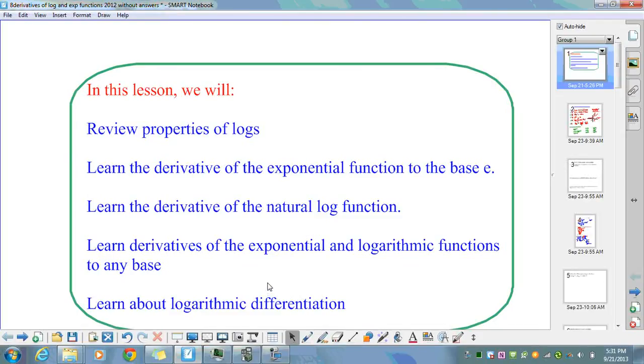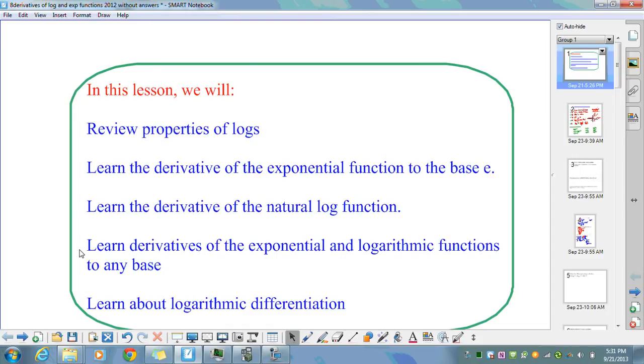In this lesson, we will review properties of logs and then learn about some calculus with logarithmic functions. Specifically, learn the derivative of the exponential function to the base e, learn the derivative of the natural log function, learn the derivatives of exponential and logarithmic functions to any base, and also to learn about logarithmic differentiation in general.